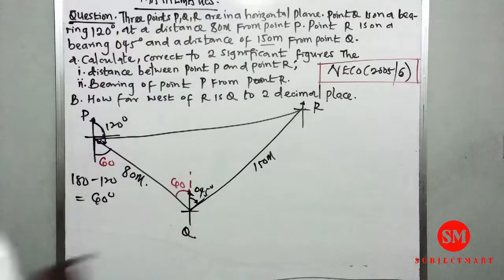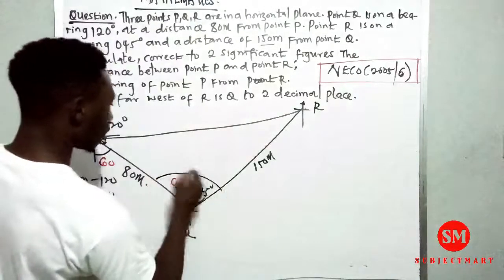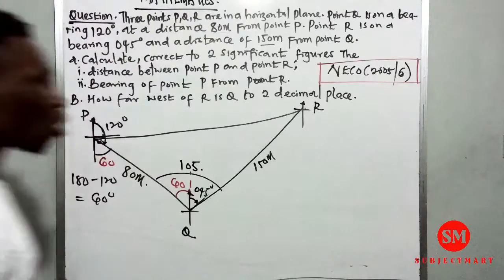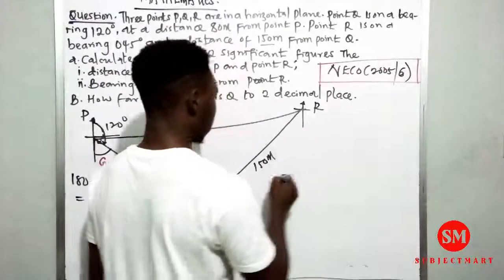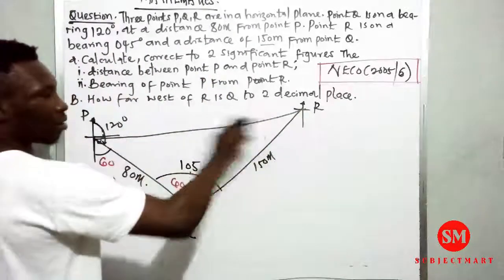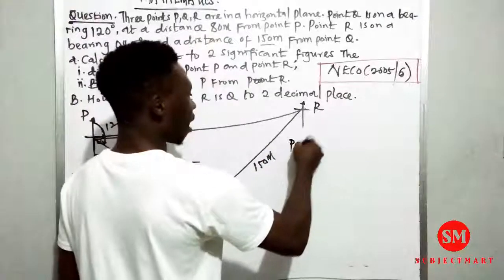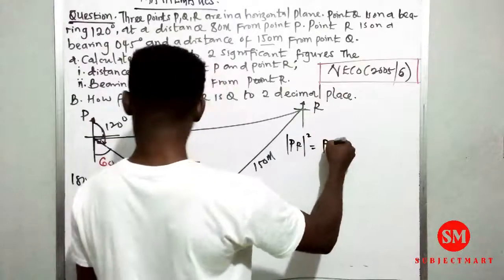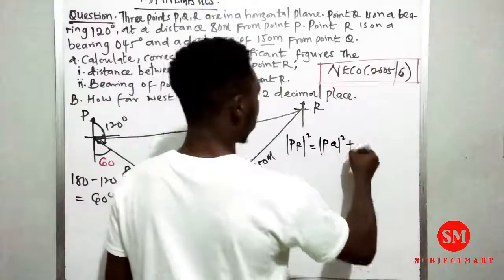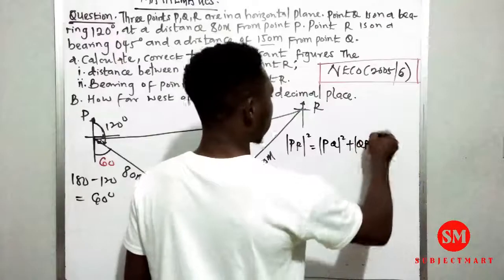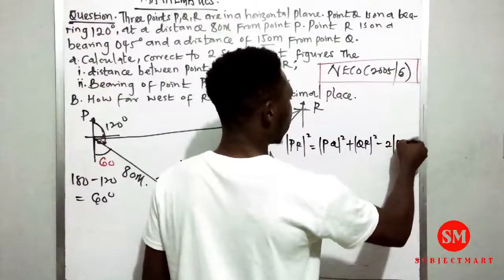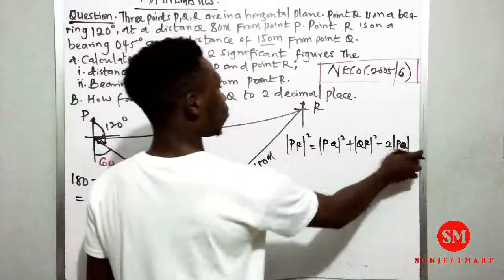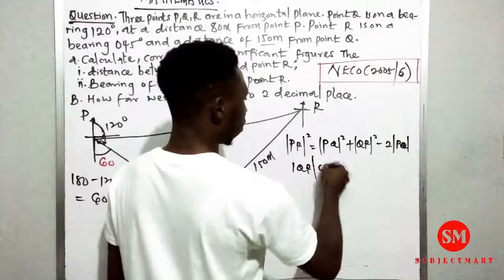Going further, since we have these two, this angle here is 105 degrees. Since we have one internal angle, we can use the cosine formula. The cosine formula for finding distance: if you are looking for PR, PR squared is equal to PQ squared plus QR squared minus 2PQ QR cos theta.